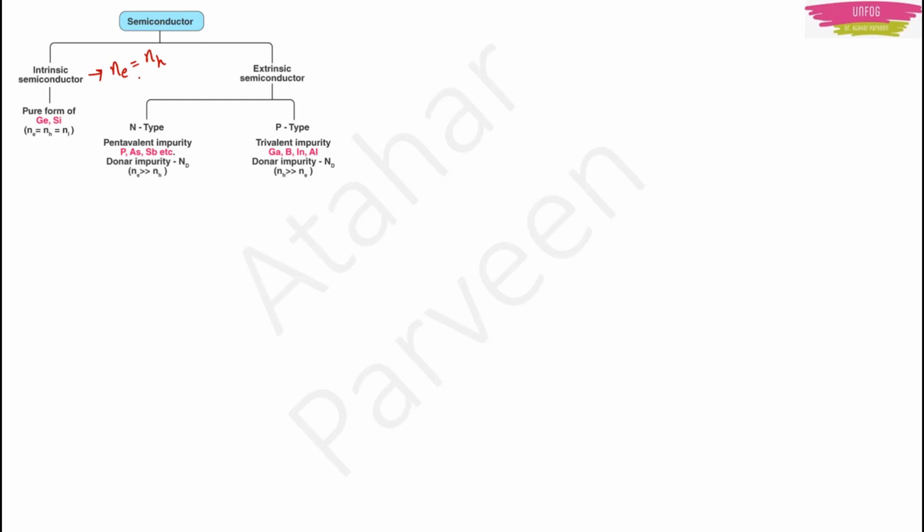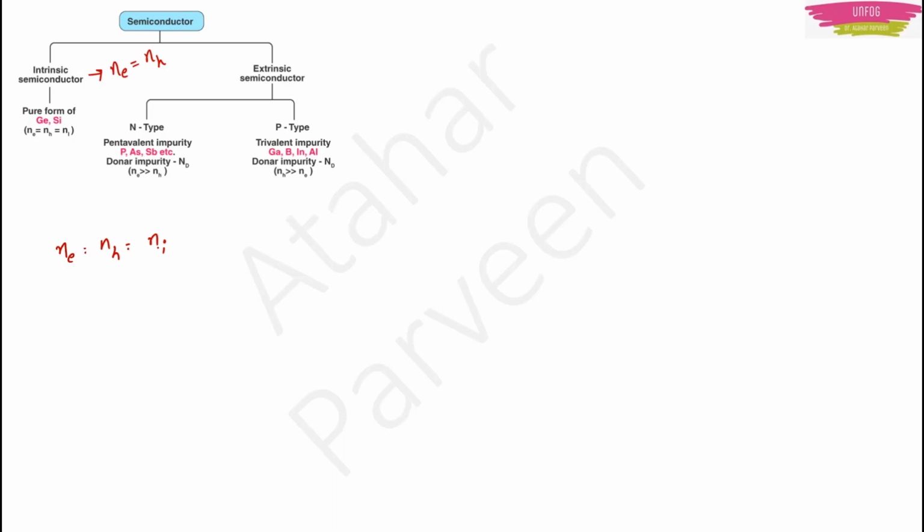So many holes are created in intrinsic semiconductors. Now this is also equal to Ni. Ni means density of electrons and holes. In intrinsic, Ne will be equal to Nh. This will be Ni. This is the number of electrons and holes present there.